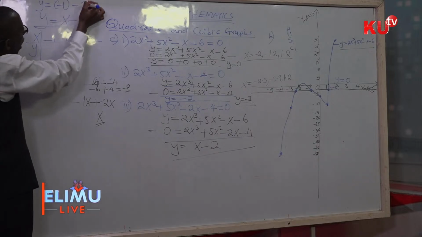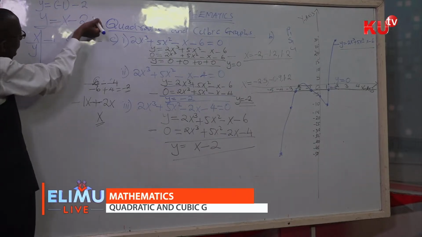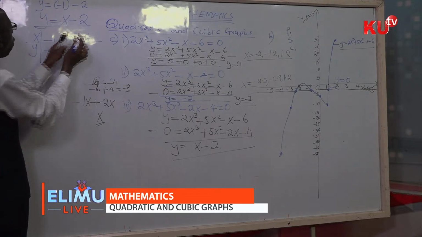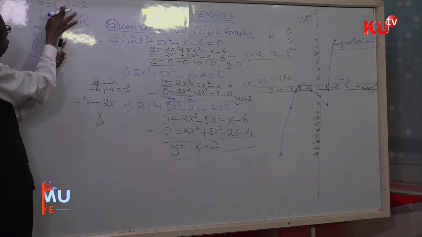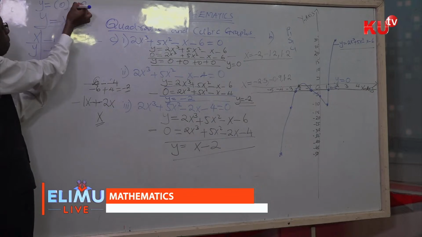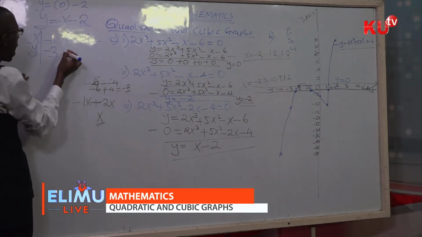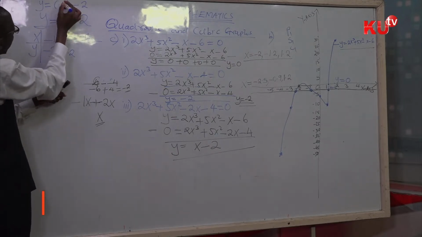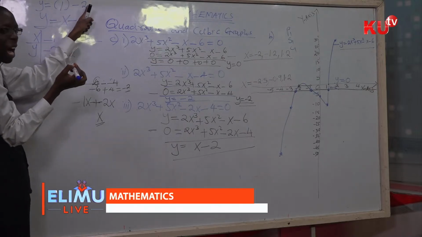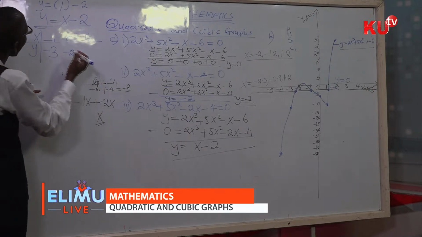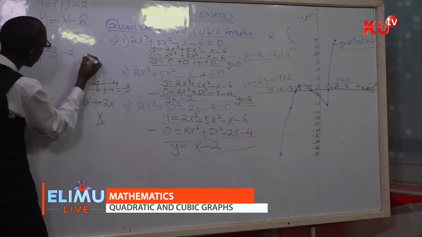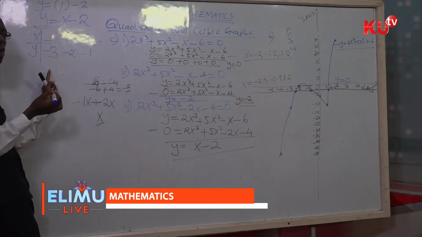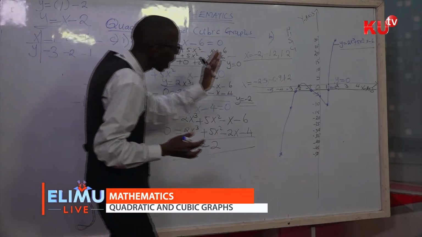When x is -1, y will be equal to -1 minus 2, which is -3. I hope you have understood. When x is 0, y is equal to 0 minus 2, which is -2. When x is 1, y will be 1 minus 2. 1 minus 2 is, yes, I can see you responding back at home, -1.